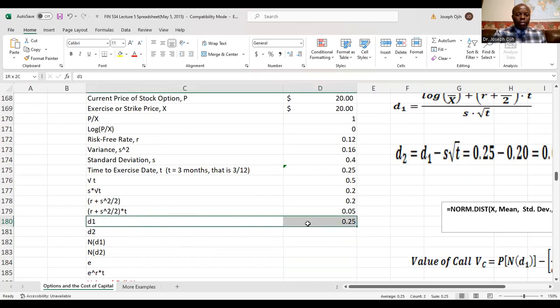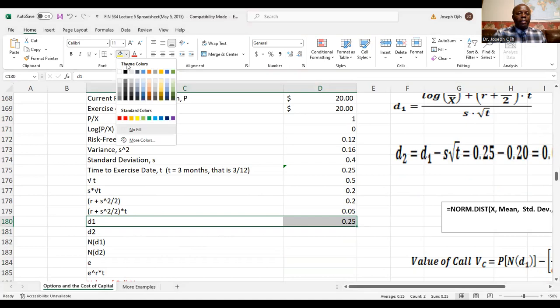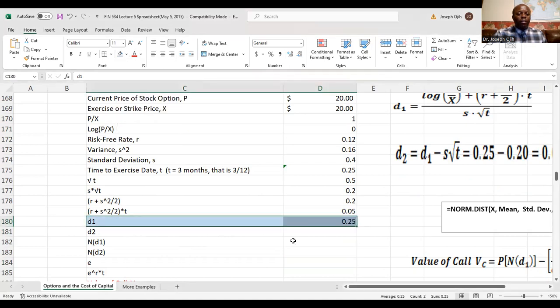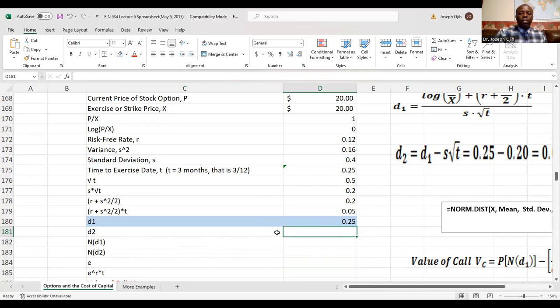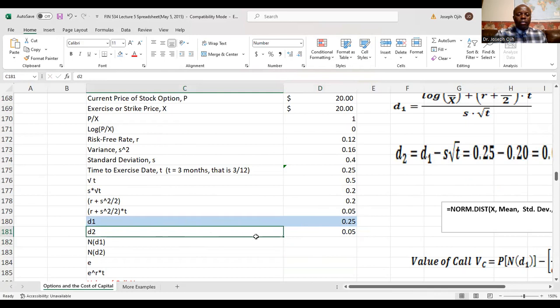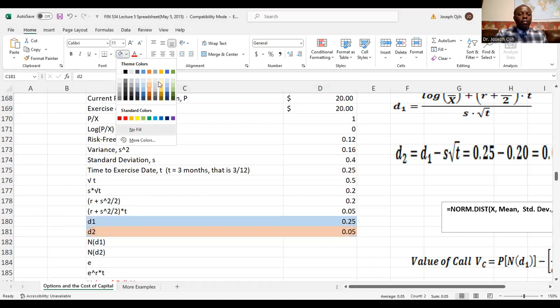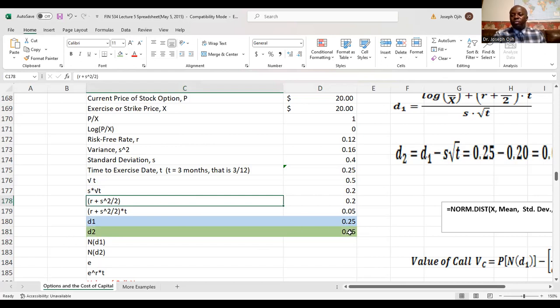I'm gonna use different colors to highlight several parts of this. Okay, let's get to D2. D2 is right here: D1 minus S times root T. So D2 equals D1 minus S times root T. We got it here as 0.2. That gives us D2. I can use maybe a little green. So D1, D2.